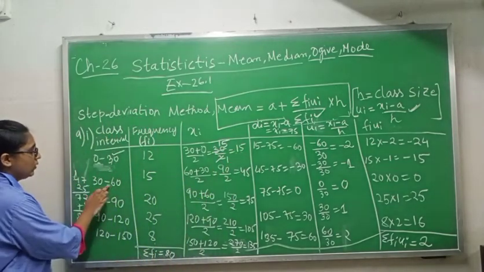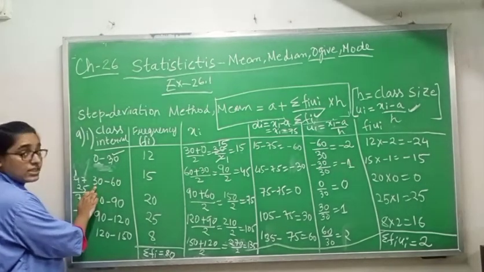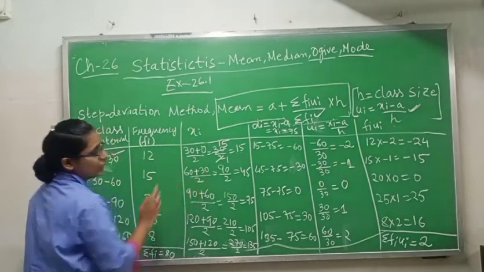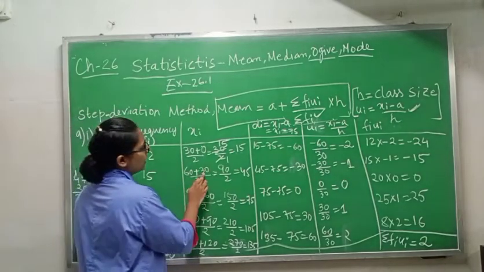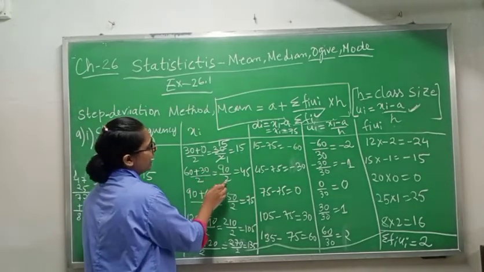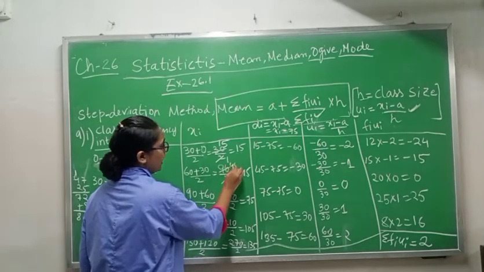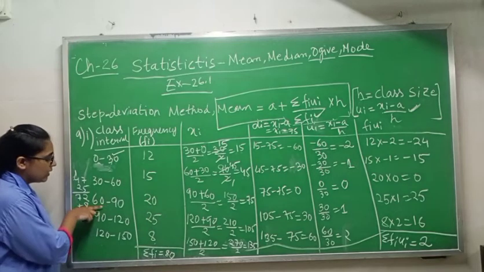Now in the second one, 30 to 60. Upper limit is 60, lower limit is 30. So 60 plus 30 divided by 2. Always you will divide by 2. Now 60 plus 30 you will get 90. 90 by 2: 2 fours are 8, 2 fives are 10, means 45.